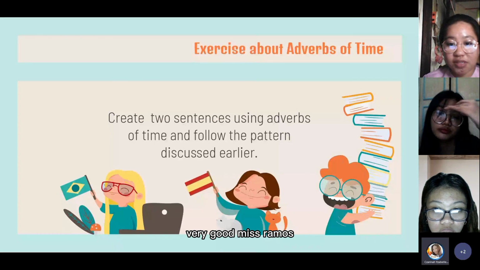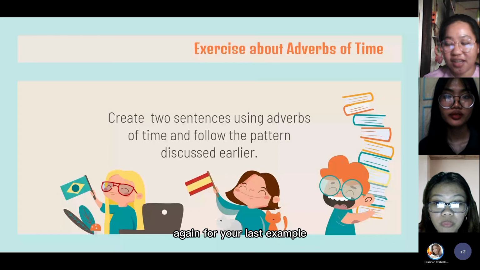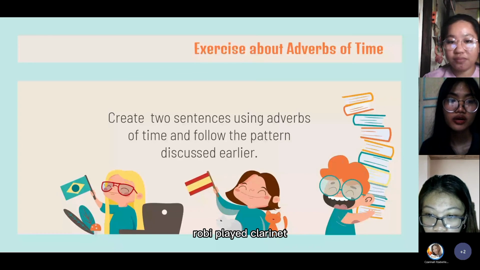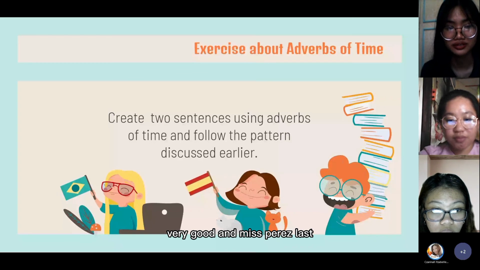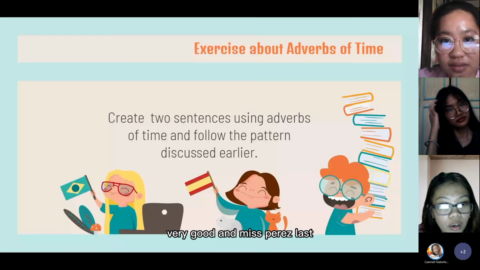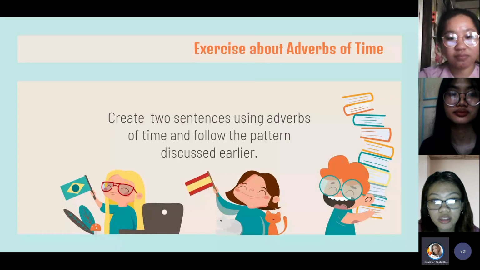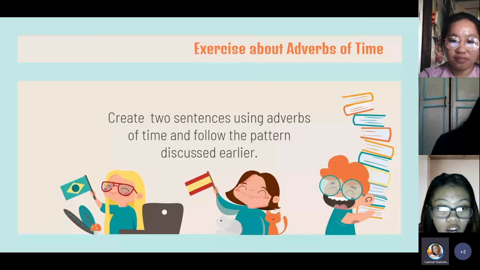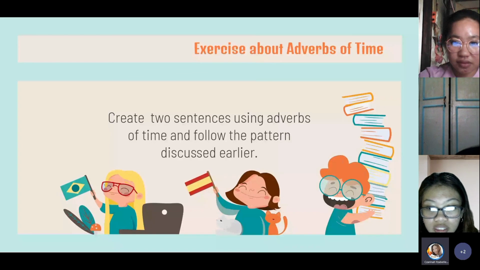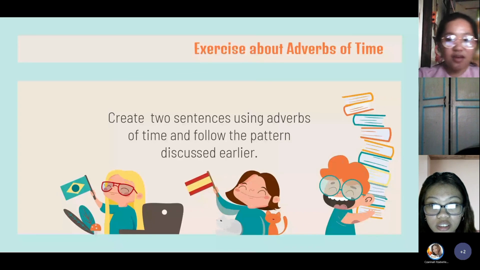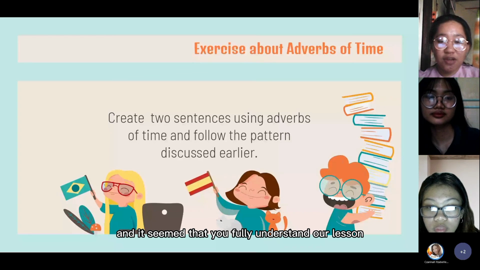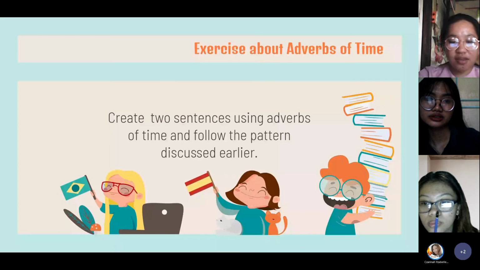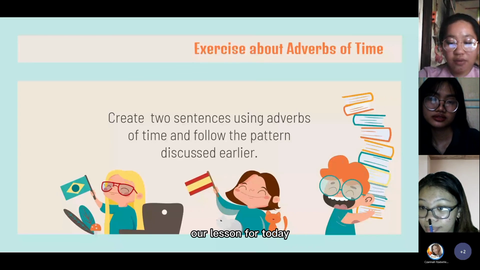Very good. Miss Ramos, again, for your last example. Roby played clarinet yesterday. Very good. And Miss Perez, last. Went to church last Sunday. You're both correct, and it seems that you fully understand our lesson, and that ends our lesson for today.